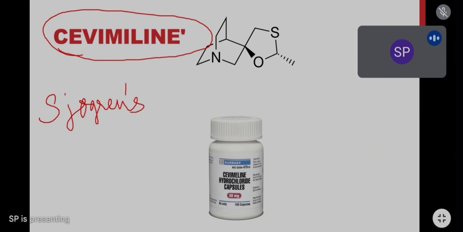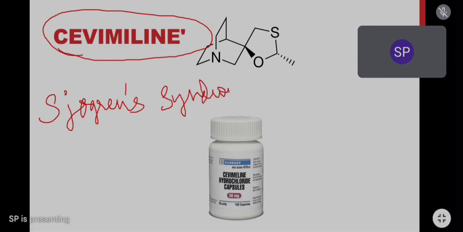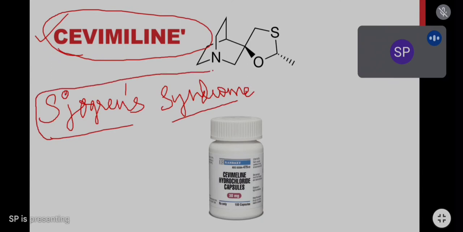Sjögren's is the name of the scientist. Sjögren's syndrome. How many of you heard about Sjögren's syndrome? See, cevimeline is the cholinergic agonist drug which is approved by FDA for Sjögren's syndrome. Sjögren's syndrome ke liye effective drug is cevimeline. Why is cevimeline effective for Sjögren's syndrome? I'll tell you. See, first of all, let us understand about Sjögren's syndrome.